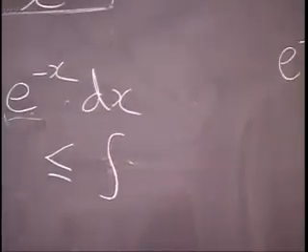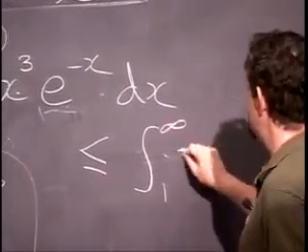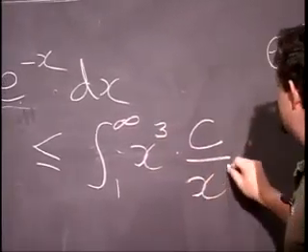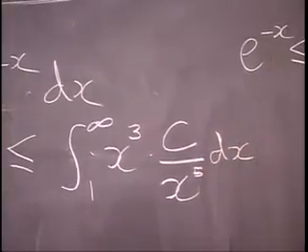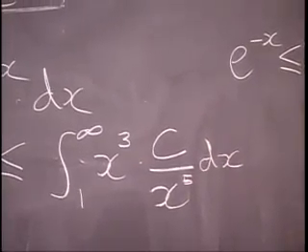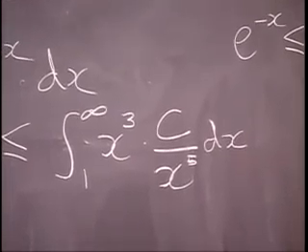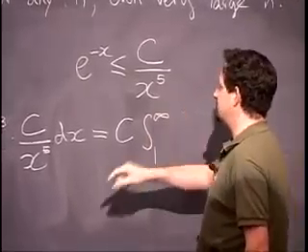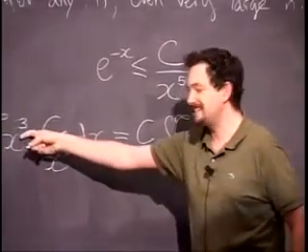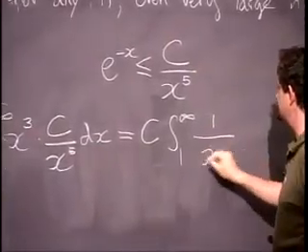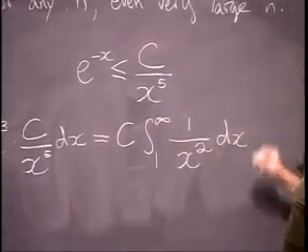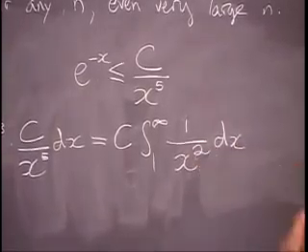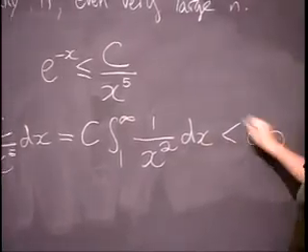I can now use just direct comparison since everything is positive. And I can replace the e to the minus x by something bigger than it, which is c over x to the 5. Now the constant has to be there, but it's insignificant because constants don't affect anything; they just pop out of the integral. And in this case, having a power 2 more has cancelled down to 1 over x squared. And that number 2 is bigger than 1, so by the p-test, it converges.